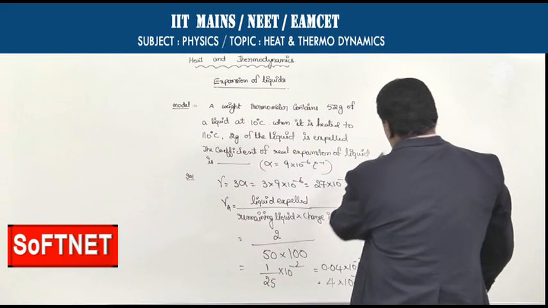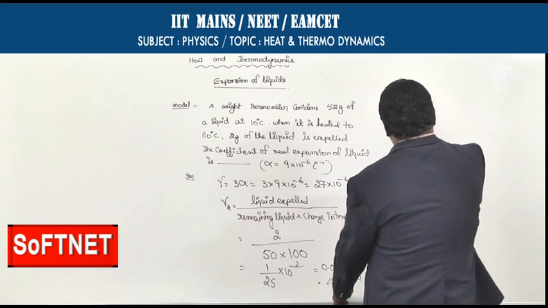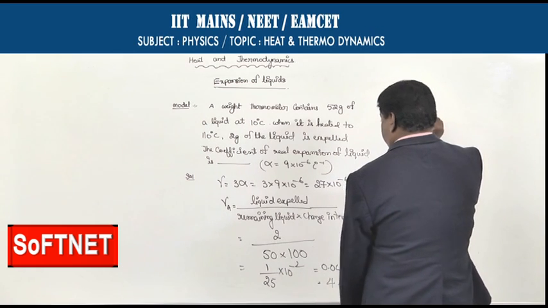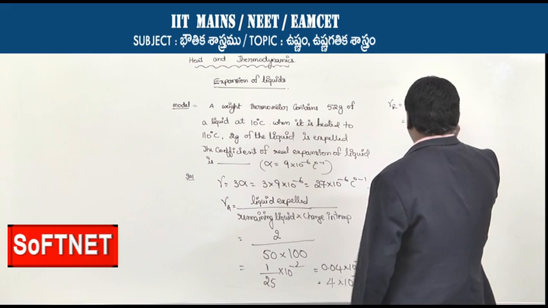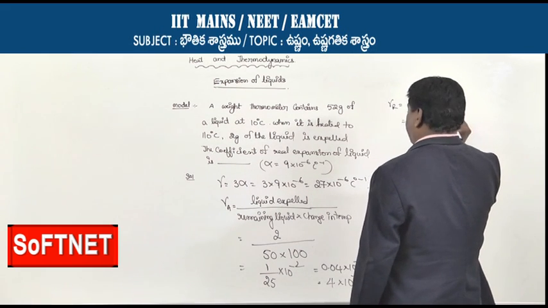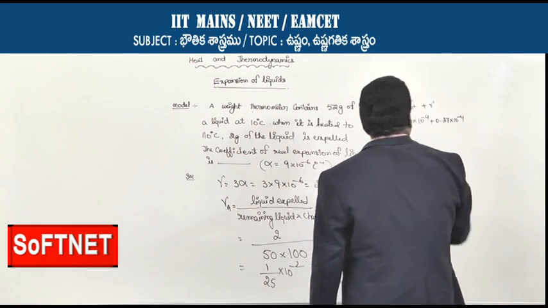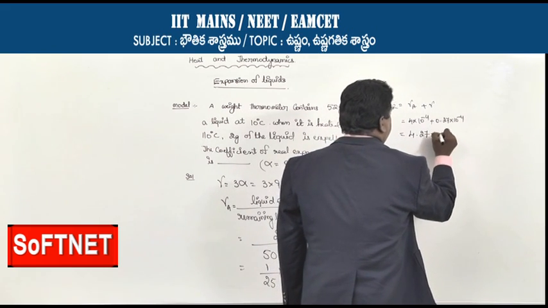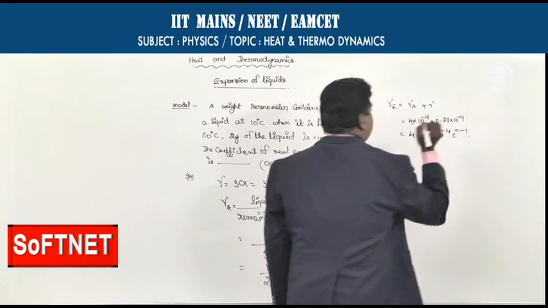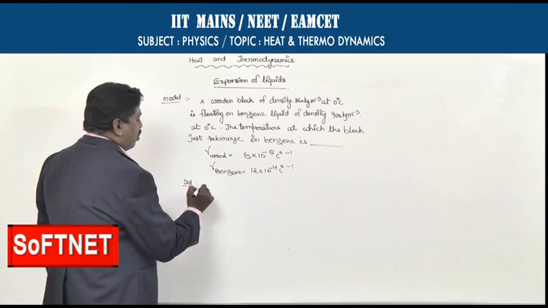So γ_A is given as 4 into 10 to the power of minus 4, whereas γ is given as 0.27 into 10 to the power of minus 4. On adding we get 4.27 into 10 to the power of minus 4 per degree Celsius. Let us try another model now.